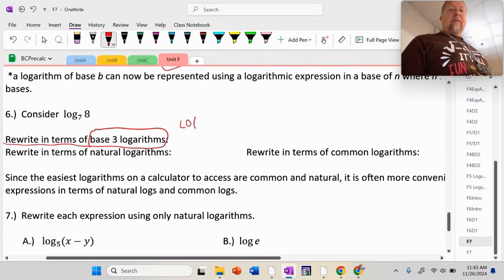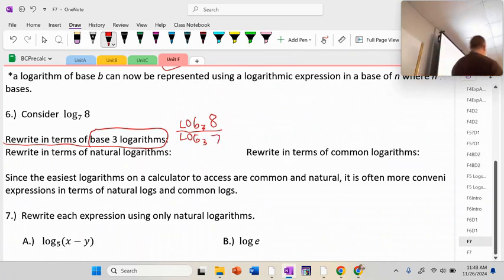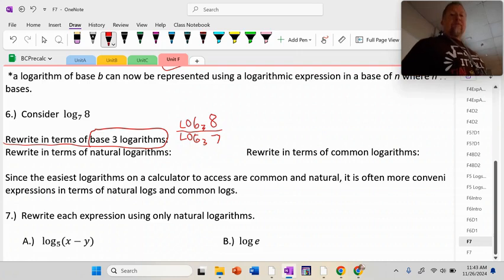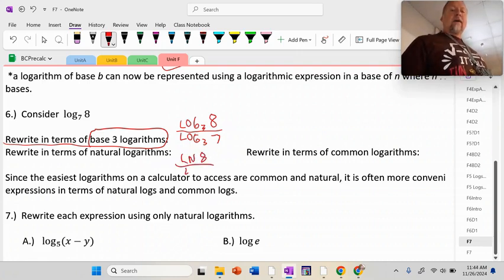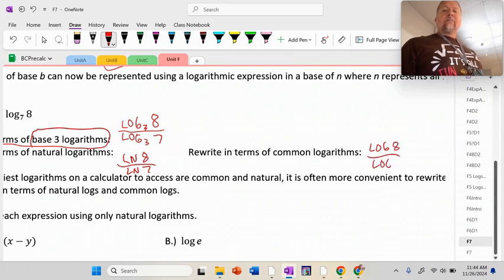This would be log base 3 of numerator over log base 3 of denominator. Or base, sorry. The base is in the denominator part. And everyone had to know how to use that button. How to write it in terms of natural logs, ln of 8 over ln of 7. And then common logarithms, log 8 over log 7.